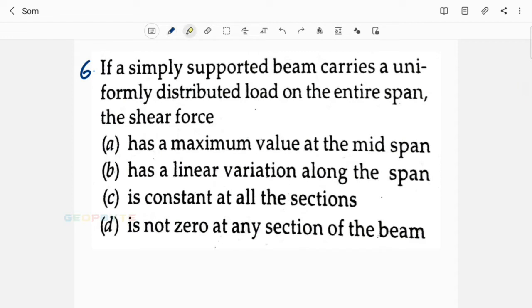Let me read the problem. If a simply supported beam carries a uniformly distributed load on the entire span, the shear force: option A, has maximum value at the midspan; option B, has linear variation along the span; option C, is constant at all the sections; D, is not zero at any section of the beam. Okay, the problem is for a simply supported beam.